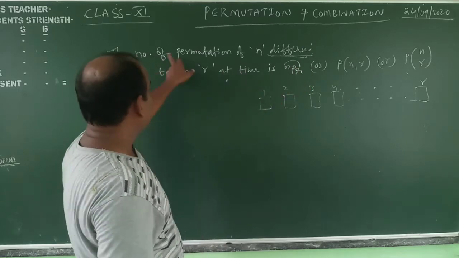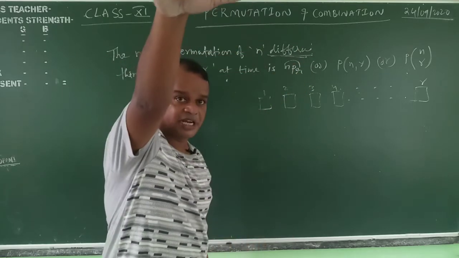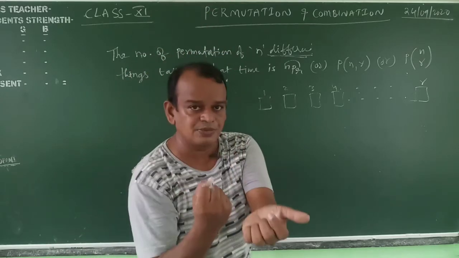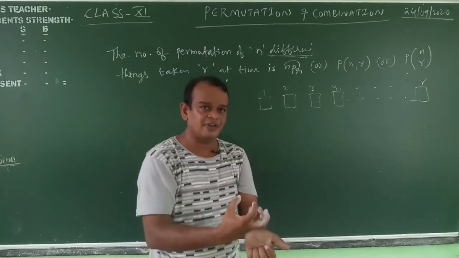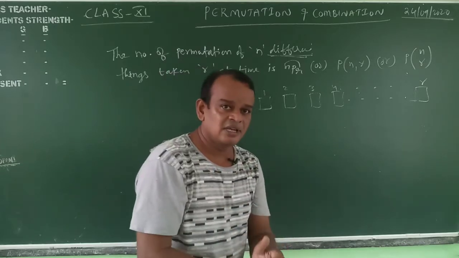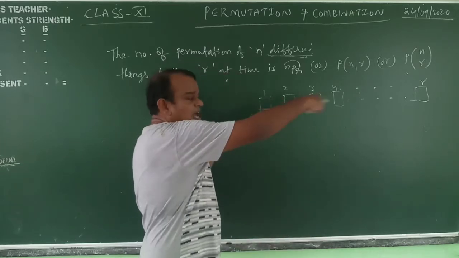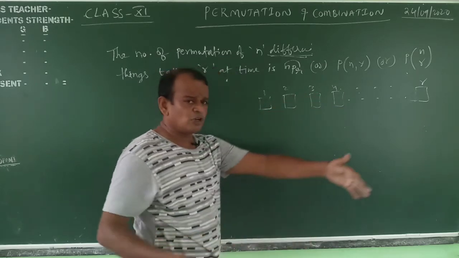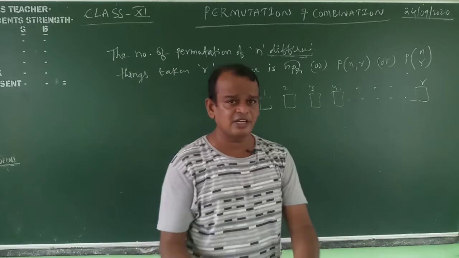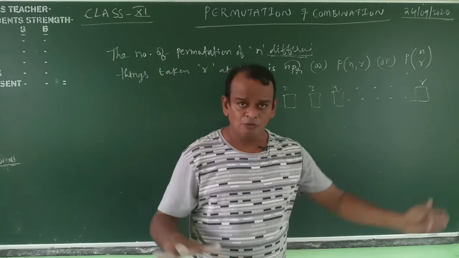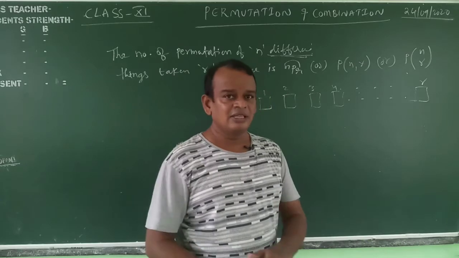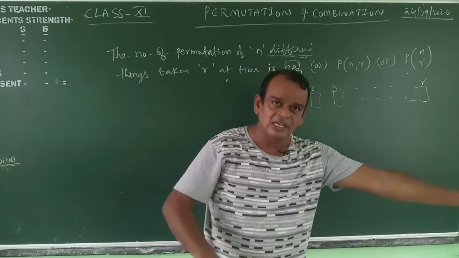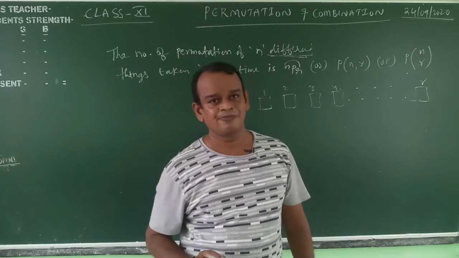What is the meaning of nPr? The number of permutations of n different objects, taking r objects, in how many ways? nPr ways. This is also defined as r blanks in a row. For suppose 4 chairs are in a row, and 10 students are there. These 4 chairs are filled with the 10 students.